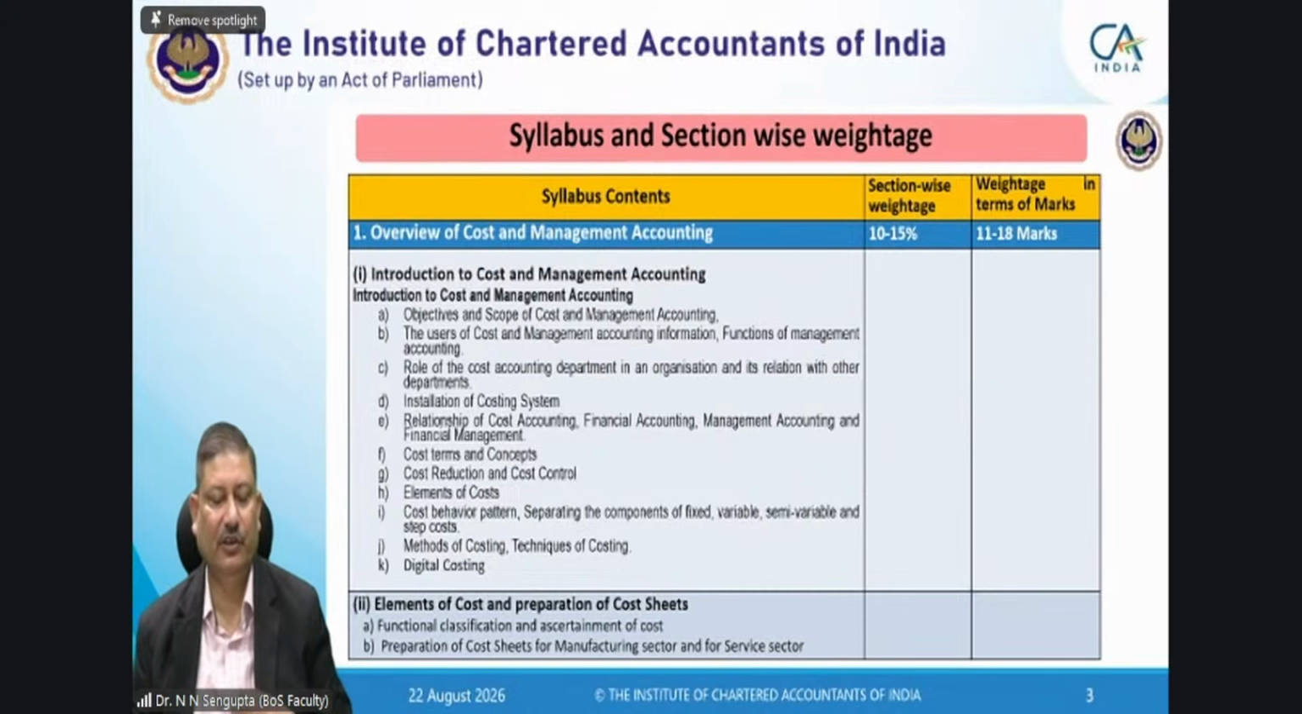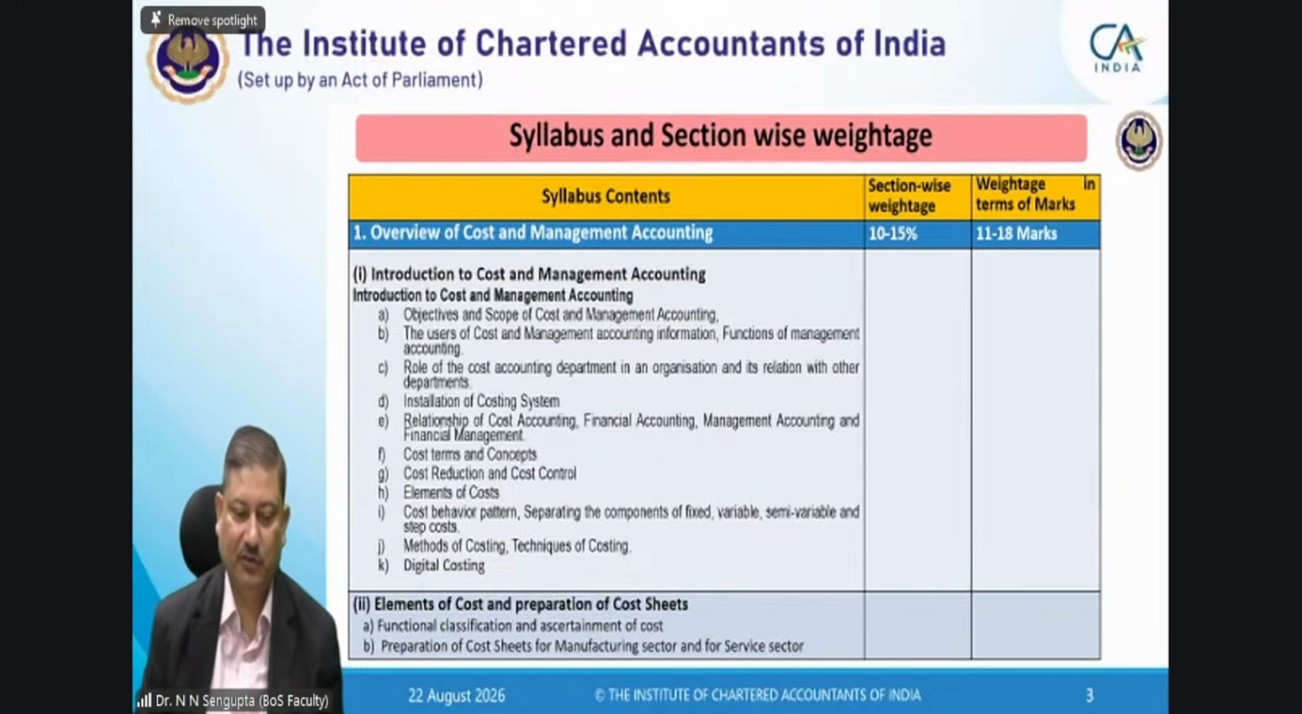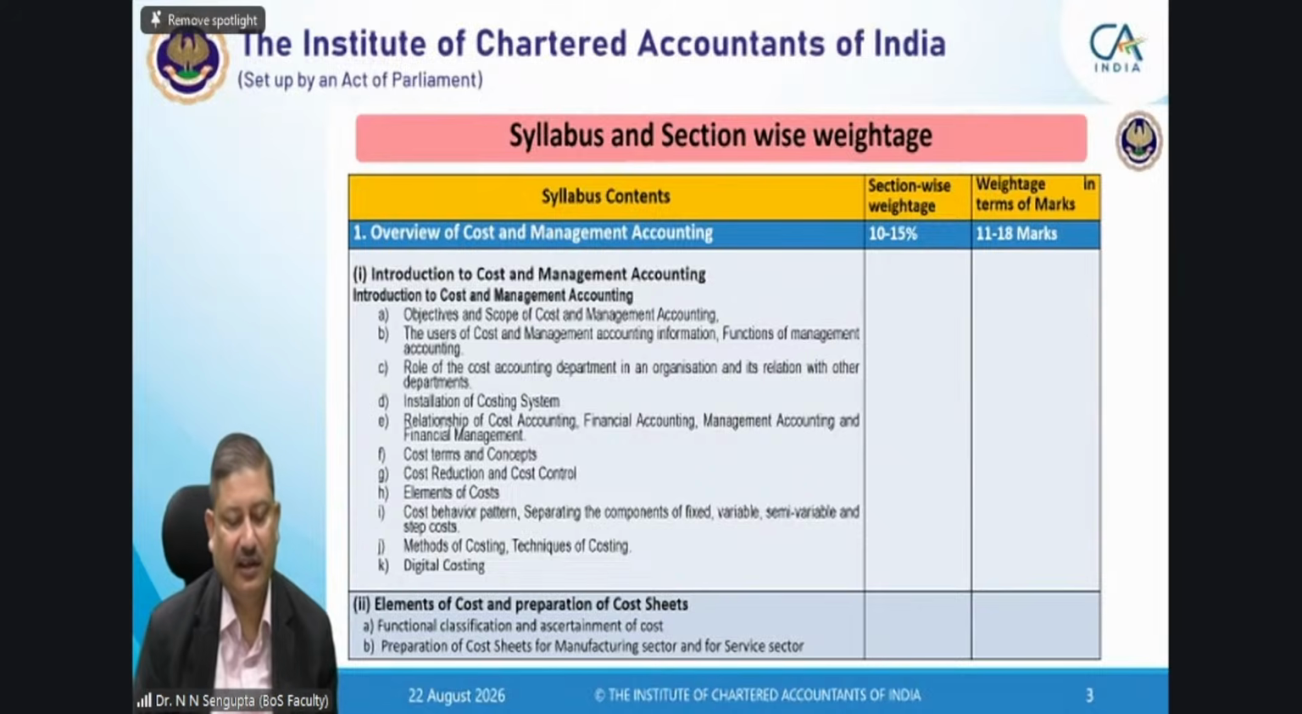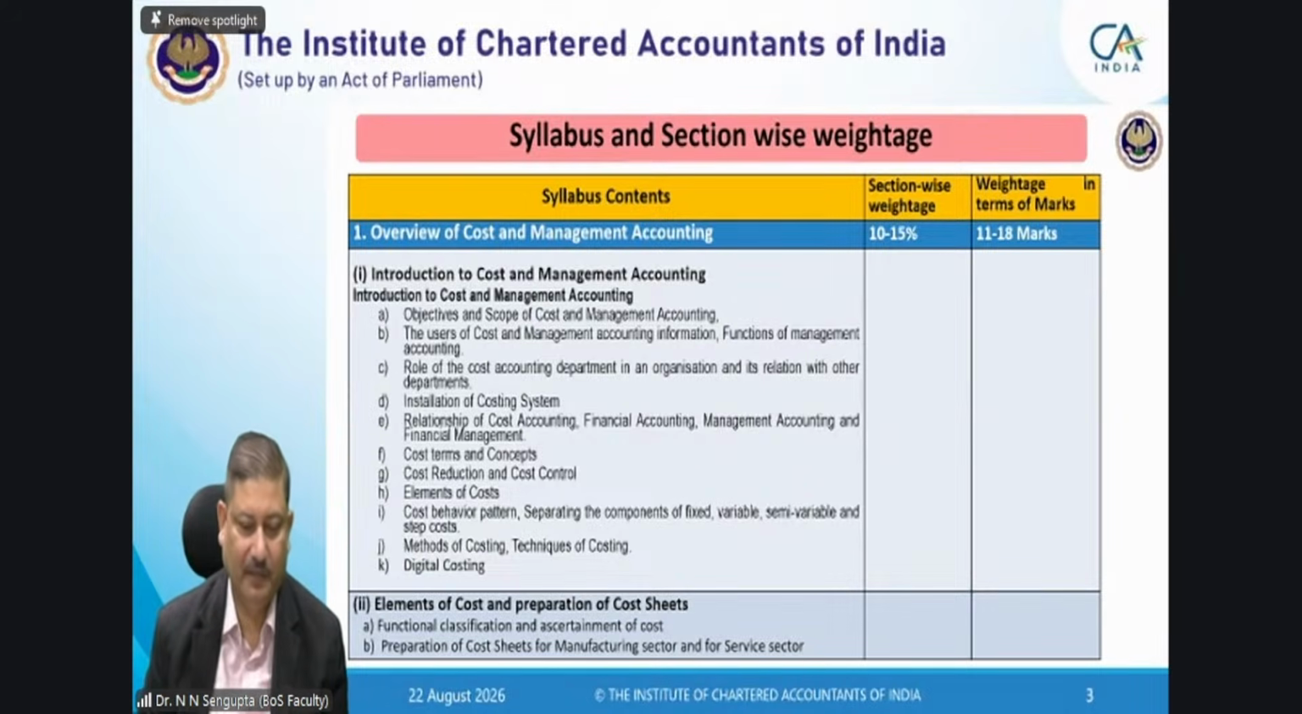Cost reduction and cost control is another very important topic, and conceptually you need to understand as well as differentiate between the two, because many times in the question paper the question comes like that. Then elements of cost, cost behavior pattern, separating the components of fixed, semi-variable and variable, and step cost, then techniques of costing, and some part of digital costing. And then there is the cost sheet, the elements of cost sheet.